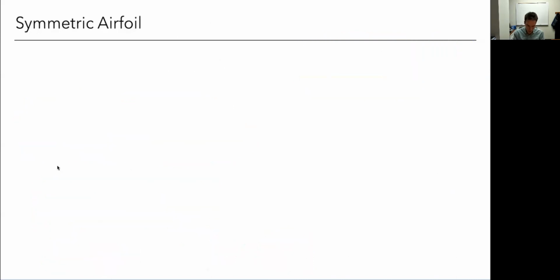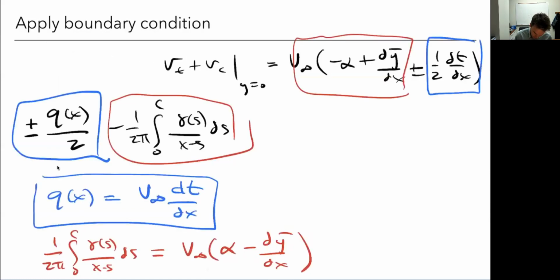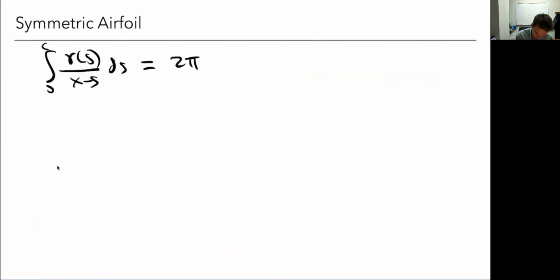So let's write that again. What I've got for a symmetric case is the integral of gamma over x minus s ds equals 2 pi. Let's see, so I've got the 2 pi and I've got V infinity alpha left. All right, so this is getting a little better. There's some hope that I could integrate this because the only thing that's unknown here is just alpha, and it's just a constant or a scalar here. I don't have some distribution. So this seems like something I could potentially integrate.